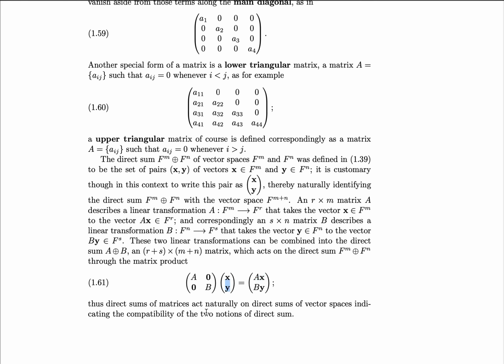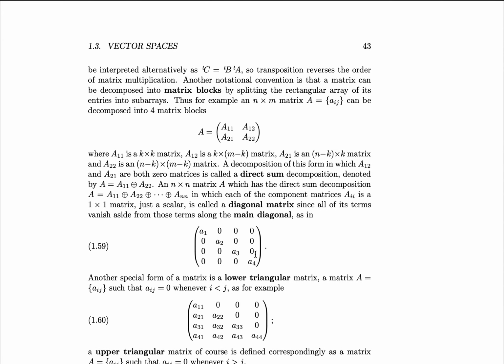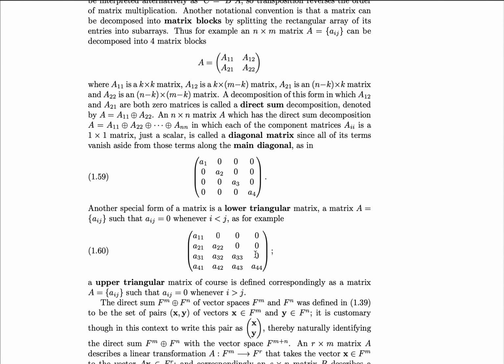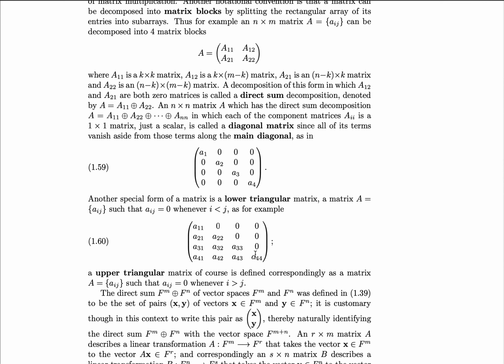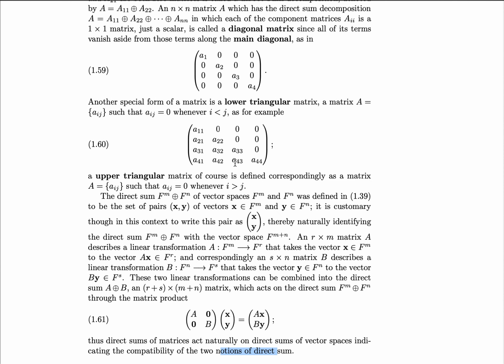Thus, you see the direct sum of matrices acts naturally on direct sums of vector spaces, and you see how that indicates how these are two compatible ideas of a direct sum. That is, if you have a direct sum, you can create, out of any transformation on each of them, a new transformation on the direct sum of them, and if you have a direct sum of matrices, you can clearly understand what space it needs to act on, namely the direct sum of the domains of each of the individual matrices.